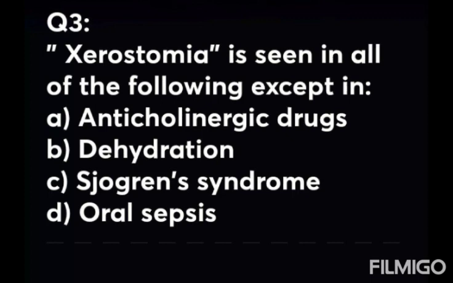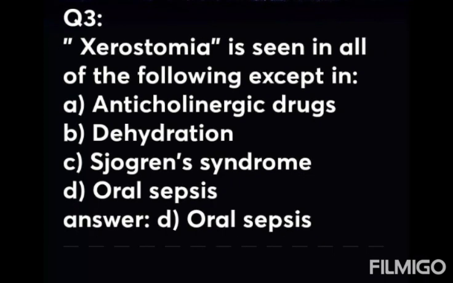So question number 3, xerostomia is seen in all of the following except in option A. Anticholinergic drugs, option B. Dehydration, option C. Sjogren syndrome, option D. Oral sepsis. What is xerostomia? It is a dry mouth. So here the answer is oral sepsis. Xerostomia is seen in all but not seen in oral sepsis.